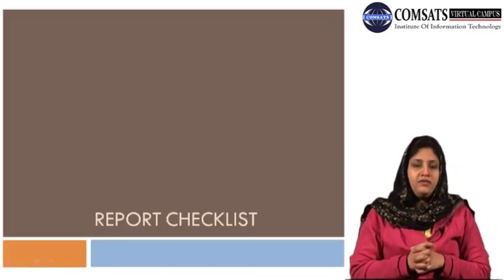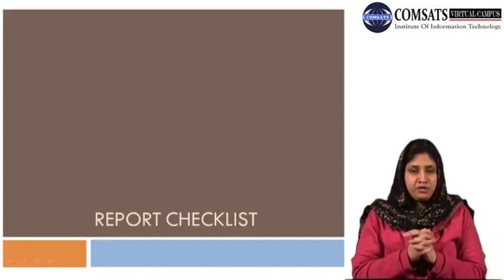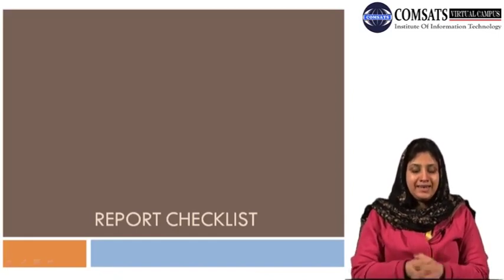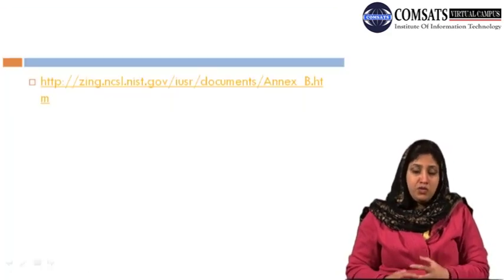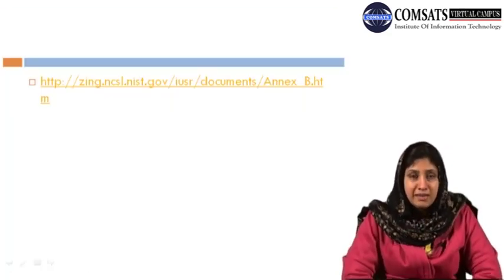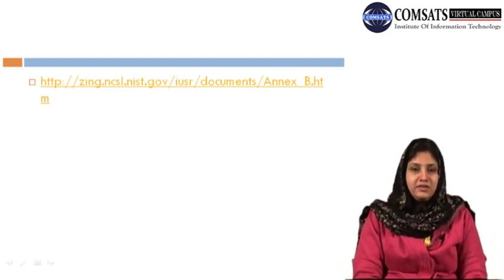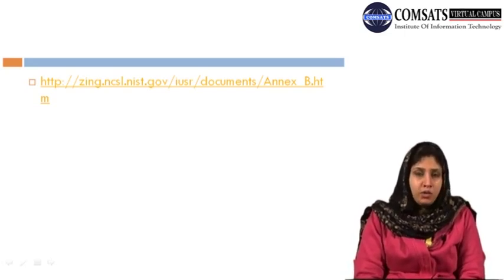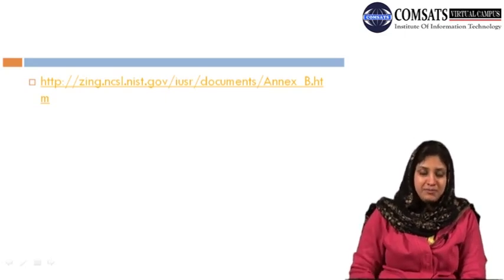Now, after this discussion of the different types of formal and informal reports, you have reached a point where you can get a checklist of a report to compare with when you form your own reports. And this checklist can be retrieved from the address given on the screen. This address gives you a complete checklist of an effective report that you can use to design reports to impress and convince your readers as well.